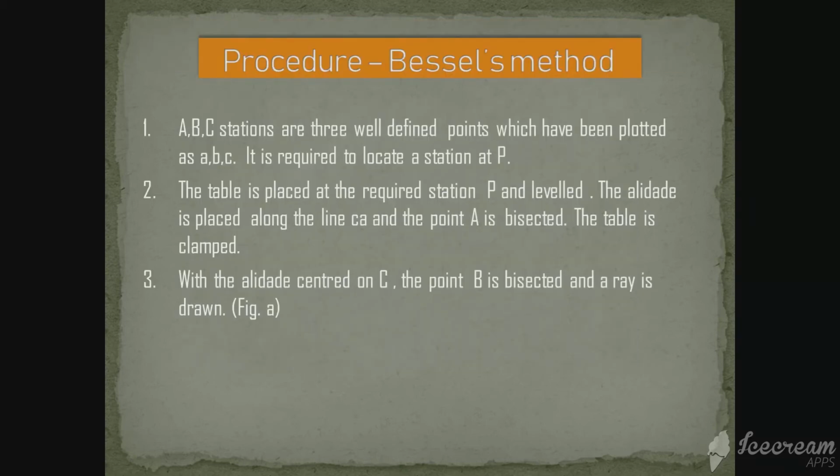Now coming to the procedure, A, B, C are 3 well-defined points which have been plotted as A, B, C. It is required to locate a station at P. The table is then placed at the required station P and leveled. The alidade is placed along the line CA and the point A is bisected. The table is then clamped. With the alidade centered on C, the point B is bisected and a ray is drawn. This is shown in figure A.